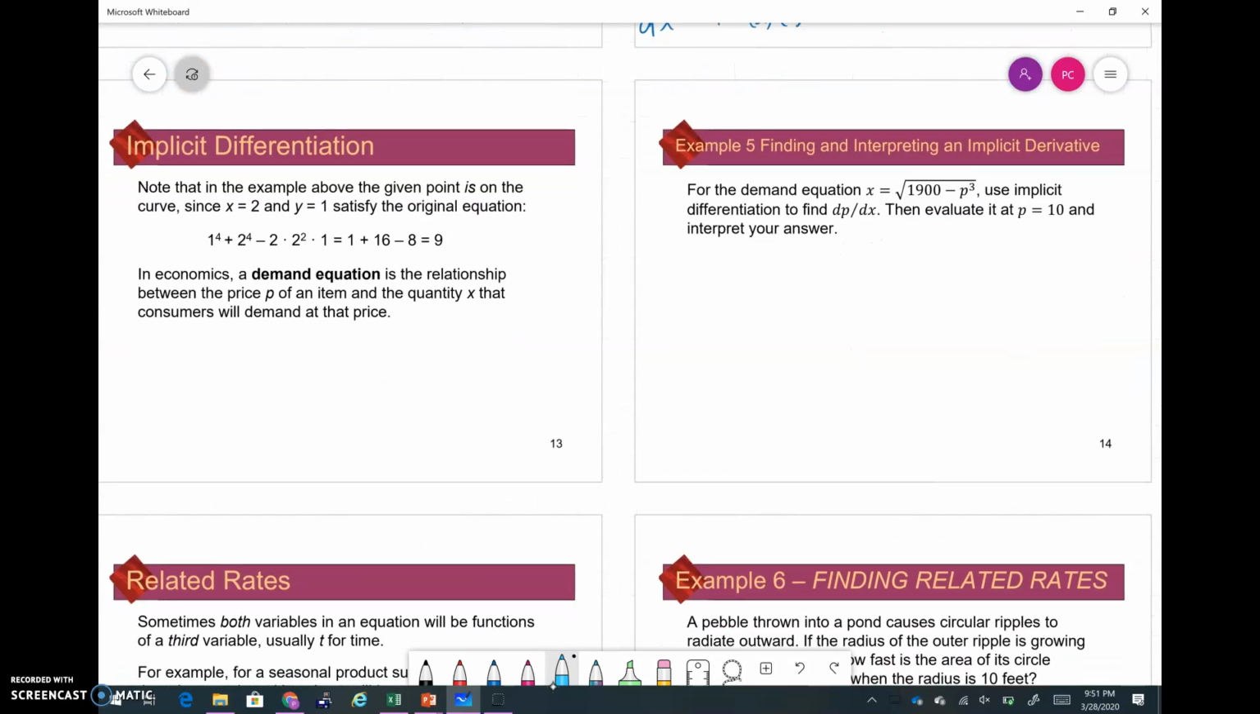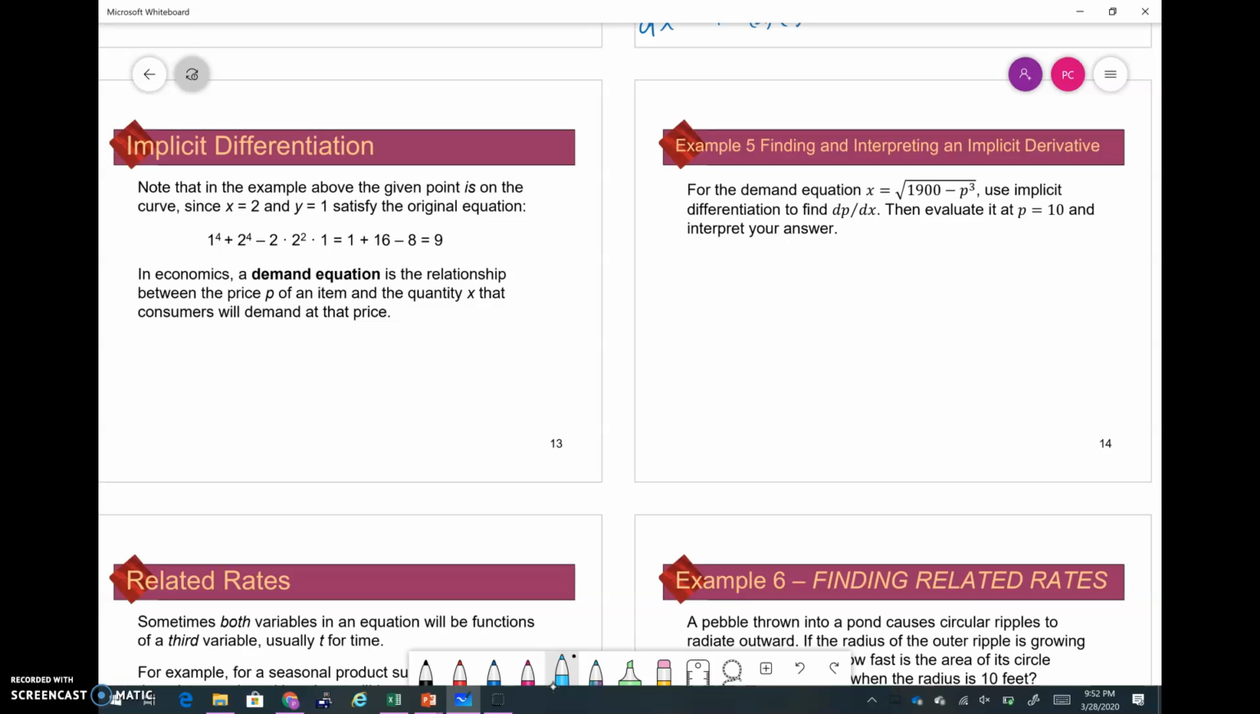So notice that in the example above, the given point is on the curve, since x equal to 2 and y equal to 1 satisfy that original equation. If you plug all of that in, 1 to the 4th plus 2 to the 4th minus 2 times 2 squared times 1 does give us 9.